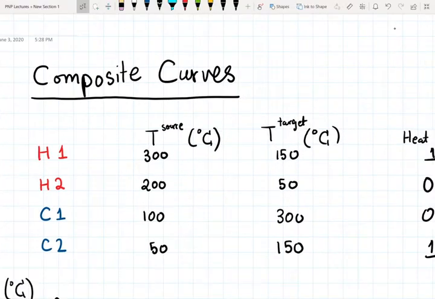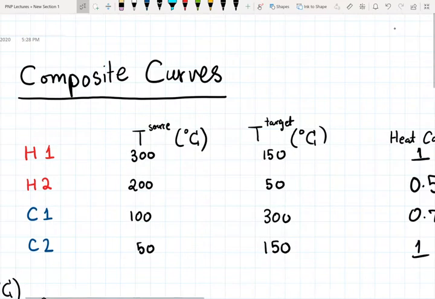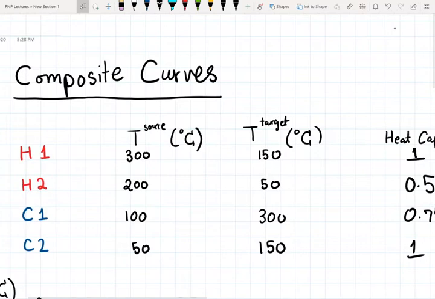In this video, we're going to look over a more complicated heat integration problem. Earlier, we looked at a scenario where we only had one hot stream and one cold stream. Now we have a more realistic scenario where we have two hot streams and two cold streams. So this is the setup. This is the problem that we have.